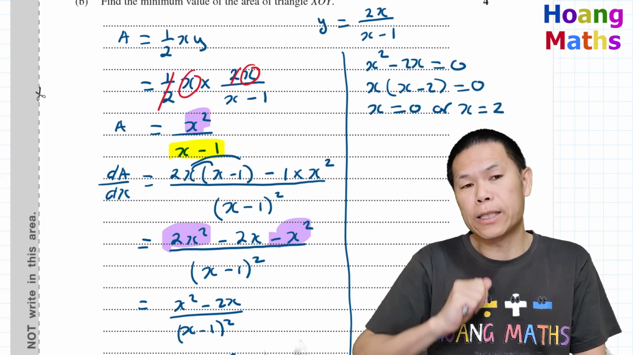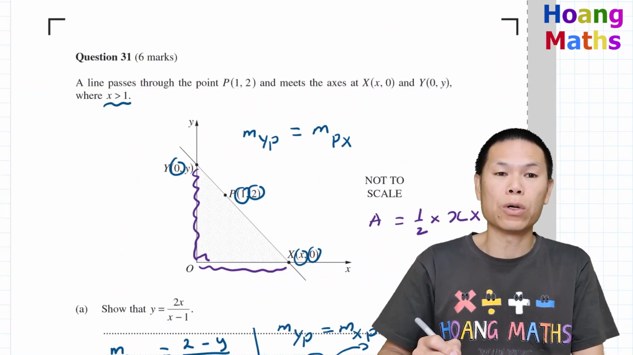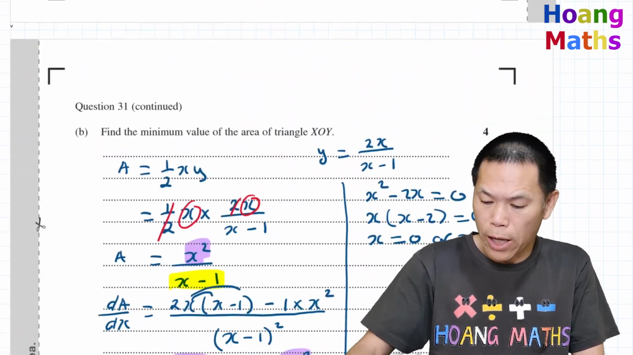And we know that x is greater than 0 because of the application. It is also stated here as well, so keep that in mind. So therefore, x must equal 2.